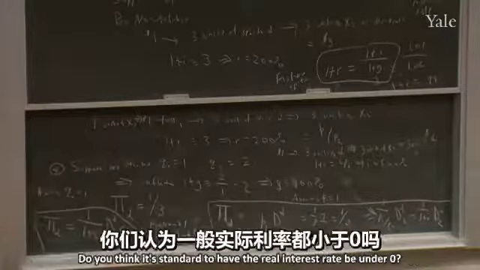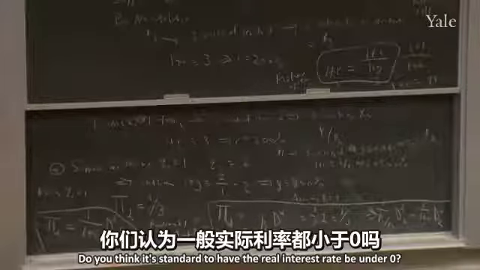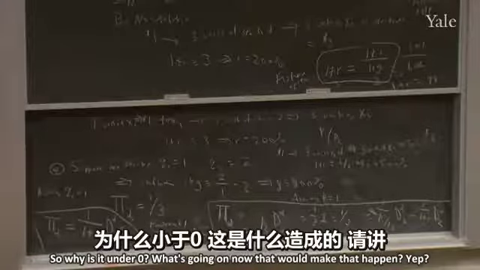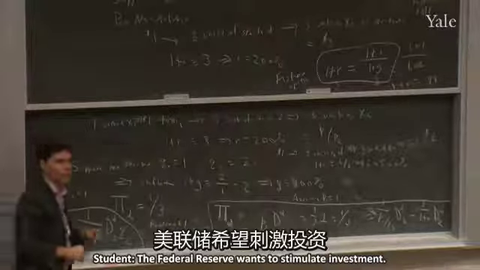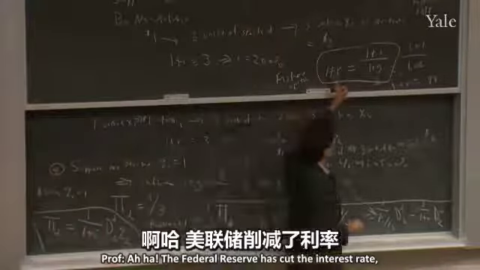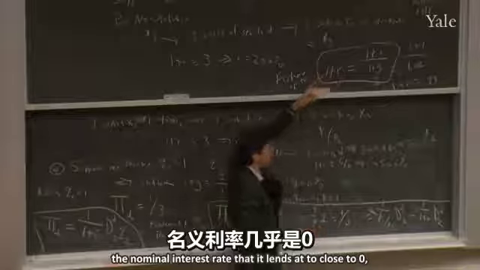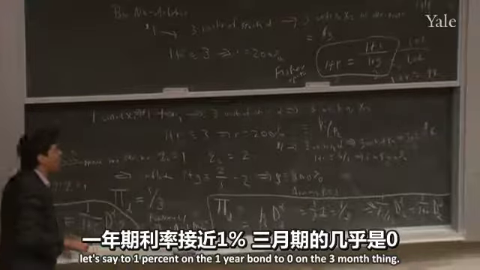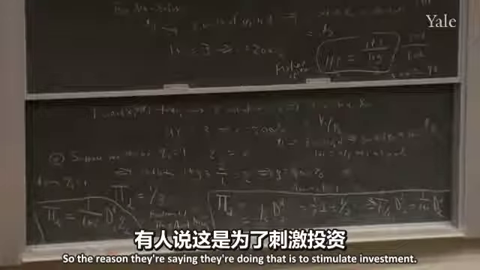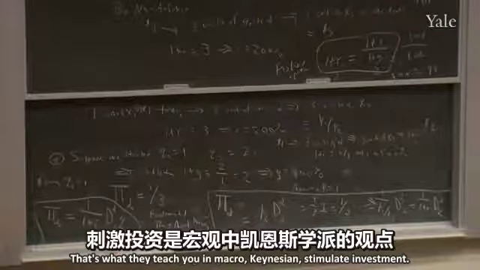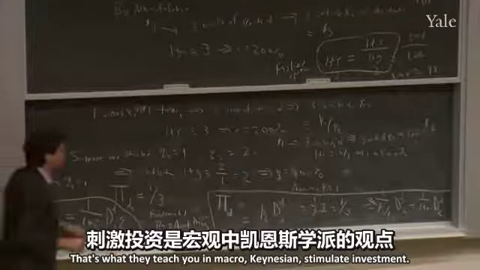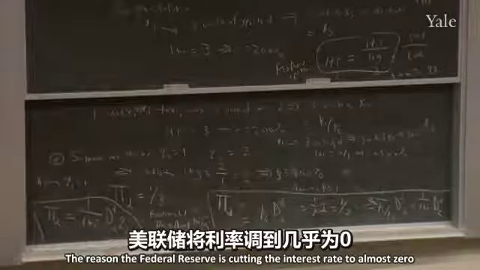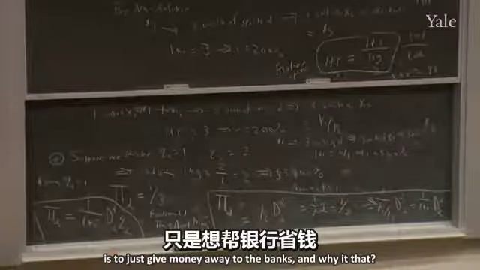How did that happen? Do you think it's standard to have the real interest rate be under 0? So why is it under 0? What's going on now that would make that happen? Yep. Aha, the Federal Reserve has cut the nominal interest rate that it lends at to close to 0, let's say to 1% on the 1-year bond, to 0 on the 3-month. And the reason they're saying they're doing that is to stimulate investment. That's what they teach you in macro, Keynesian, stimulate investment. We're going to find out that that's not the reason they're doing it at all. The reason the Federal Reserve is cutting the interest rate to almost 0 is to just give money away to the banks. And why is that?